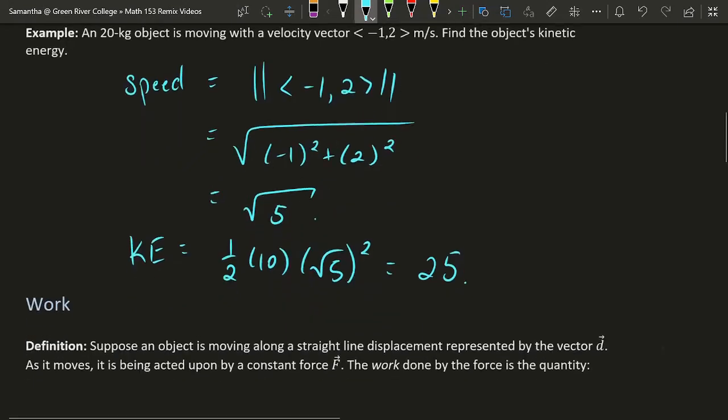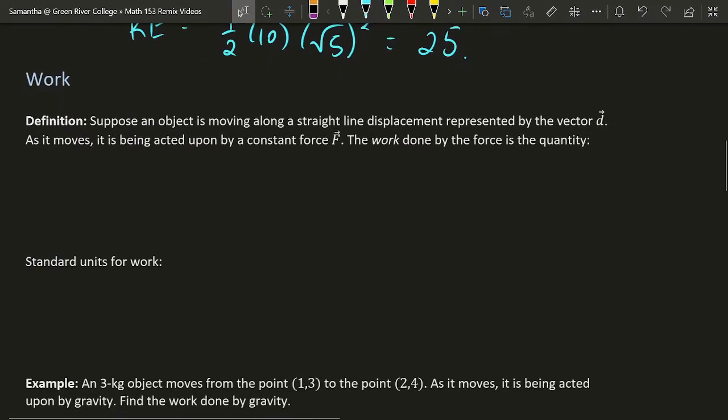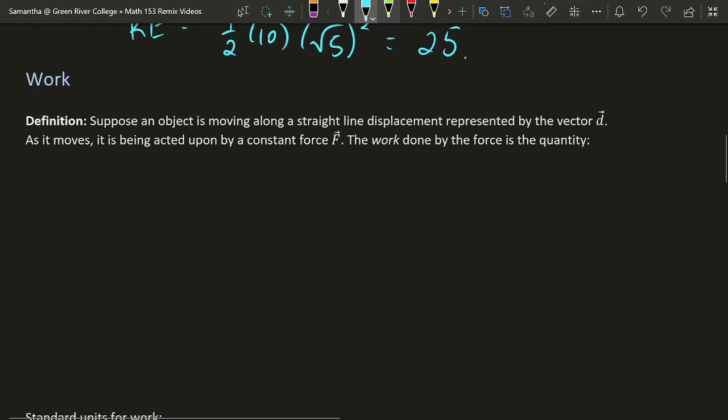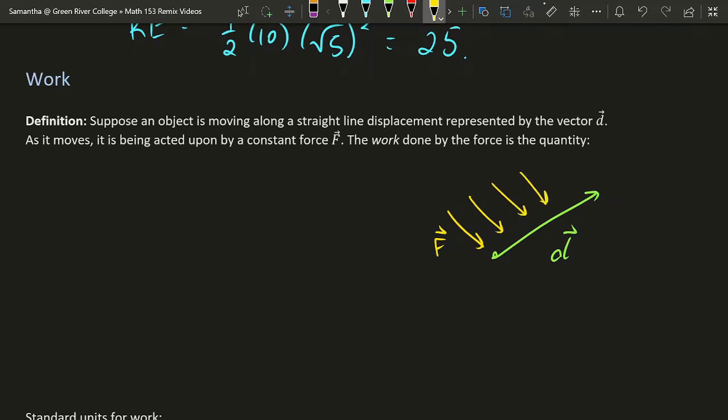Now let's put a pause on that and let's talk about another concept called work. Suppose that we have an object that is moving in a straight line path, and let's represent that displacement by a vector, and let's call it lowercase d. Now the whole time it's moving along that displacement, it's being acted upon by a force F that remains constant. So exactly the same force with exactly the same magnitude and exactly the same direction is acting upon this object constantly as it moves.